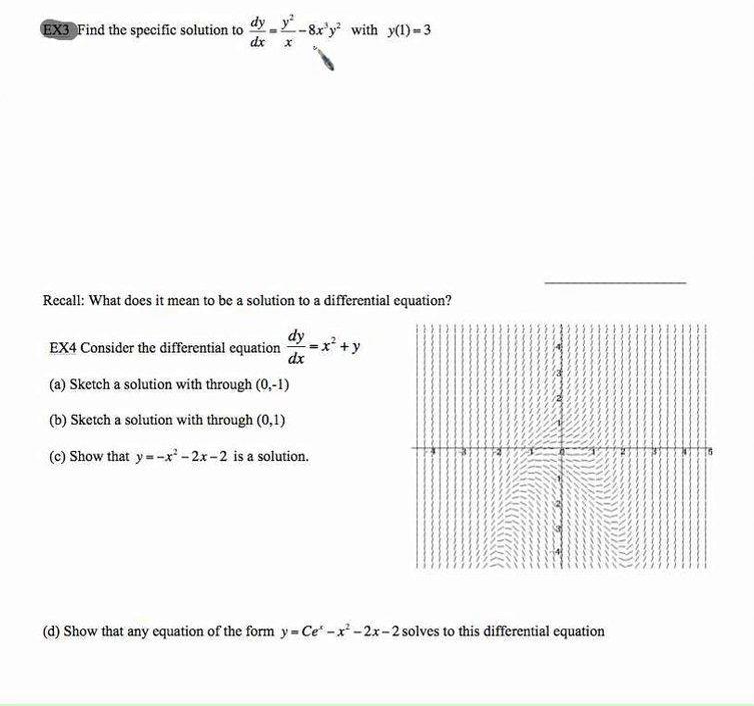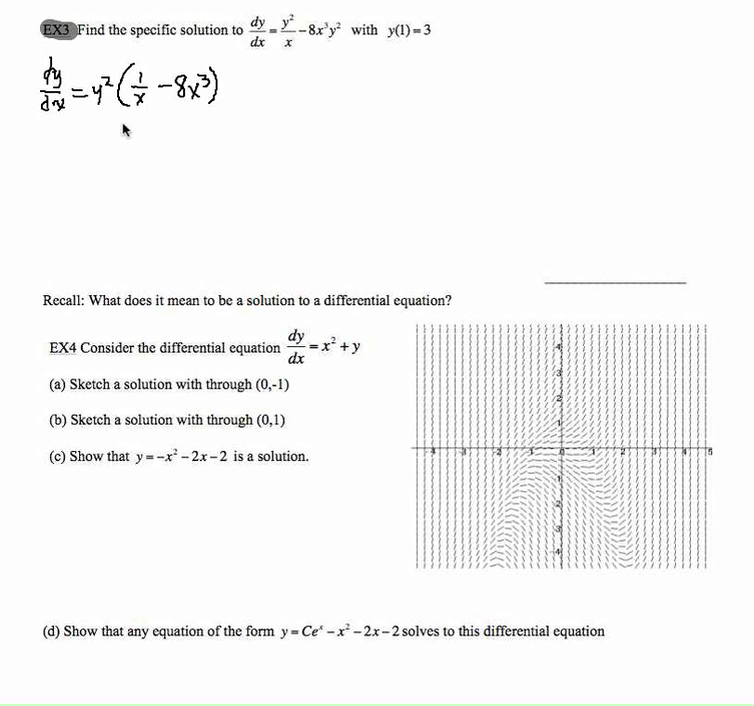So I'm going to walk you through the steps that we're going to need to do to find the specific function that has a slope of y squared divided by x minus 8 times x to the third y squared. In particular, I want to find the function that goes through the point (1, 3). So the first thing we're going to do is take this and factor out the y squared.